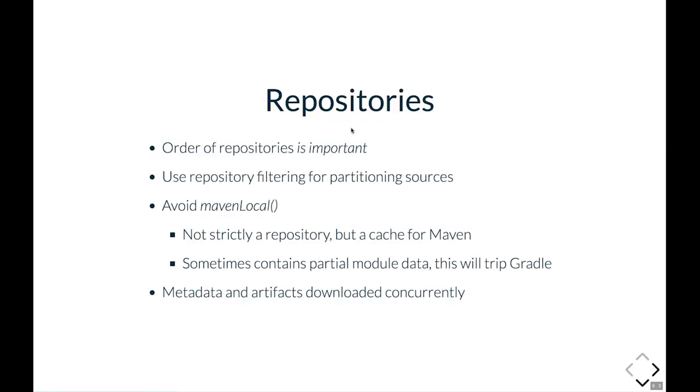Maven Local, maybe one thing. Remember, Maven Local is not strictly a repository. It's rather a cache for Maven. And so one of the things that will trip Gradle is partial download of modules. For example, if you've only touched the main artifact and you're looking for a classifier, Gradle will not find it, even though it will stop, because it will find the metadata and the main artifact in Maven Local. So there be dragons, beware, but remember the valid use case though.